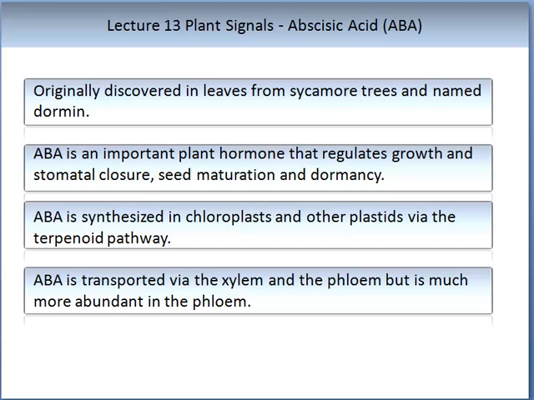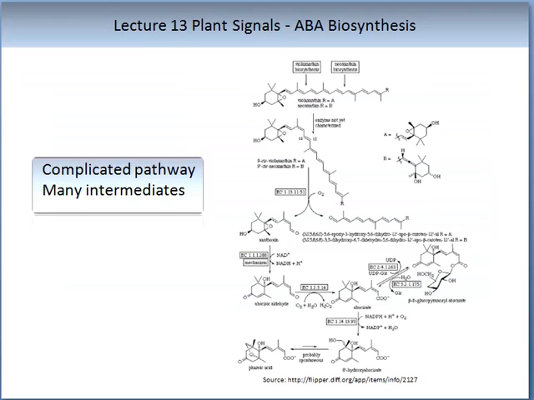ABA is an important plant hormone that regulates growth and stomata closure, seed maturation and dormancy. ABA is synthesized in the chloroplasts and the other plastids via the terpenoid pathway. ABA is transported via the xylem and the phloem, but is much more abundant in the phloem. ABA biosynthesis, like many of the hormone pathways, is complicated and intricate, and it has many intermediates. From the perspective of this subject, you only need to understand that it has many intermediates.